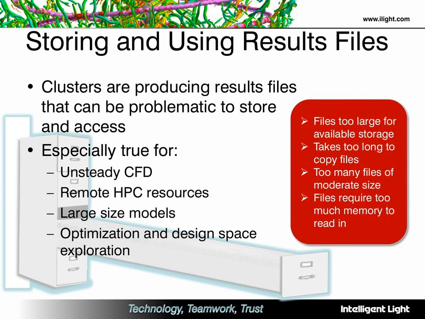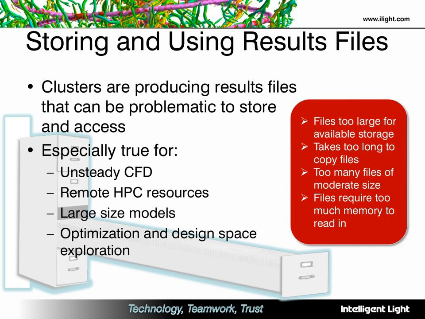And especially this is true for unsteady CFD, where you might have moderate size files, but thousands of them. You have remote HPC resources where you cannot FTP full solutions back and forth, very large size models, or many calculations in a design space exploration, maybe 10,000. Files are too large for available storage. It takes too long to copy files. Or you might have too many files of a moderate size, and files require too much memory to read in.